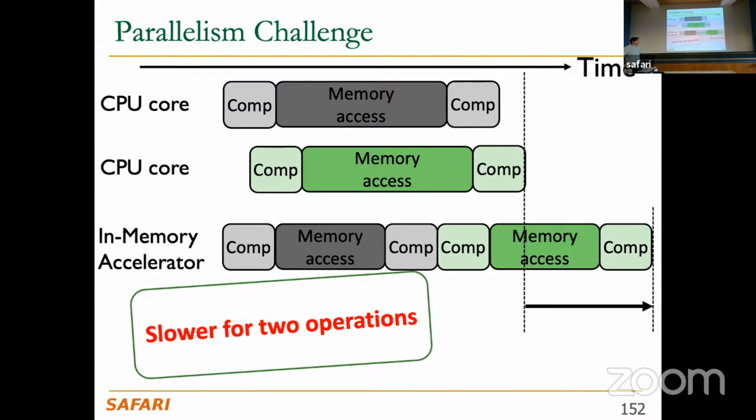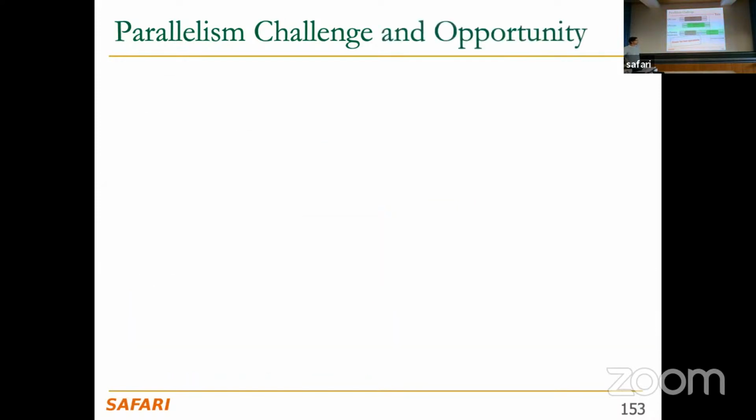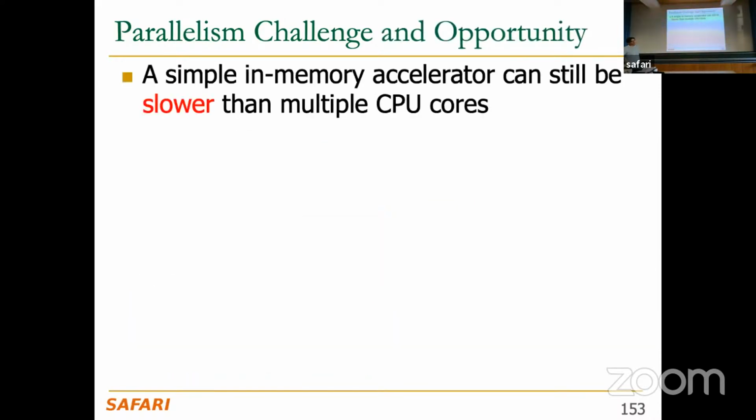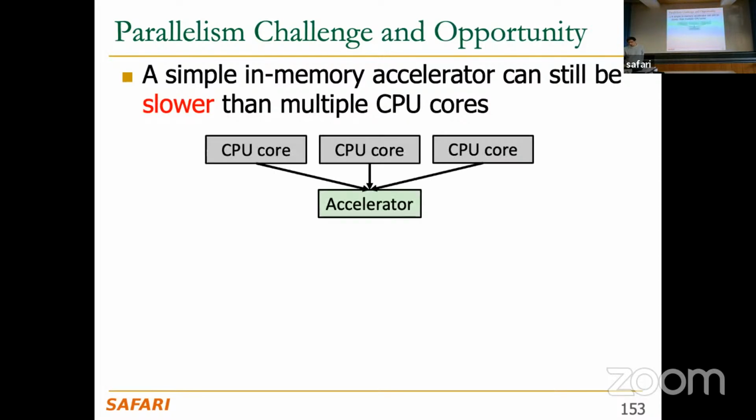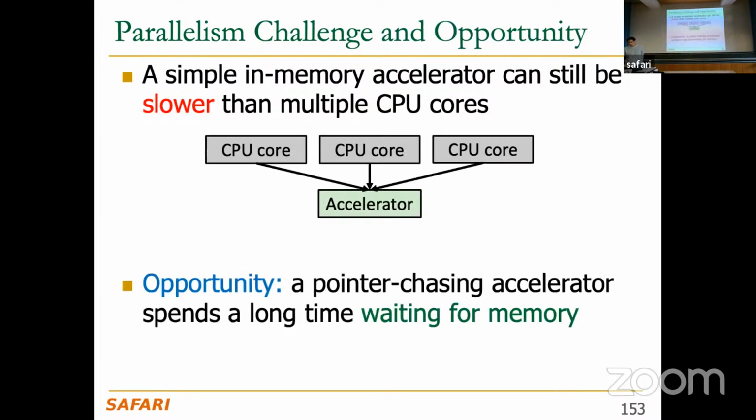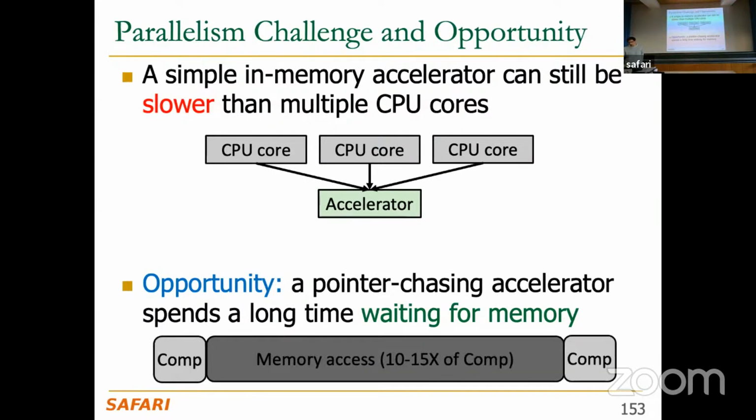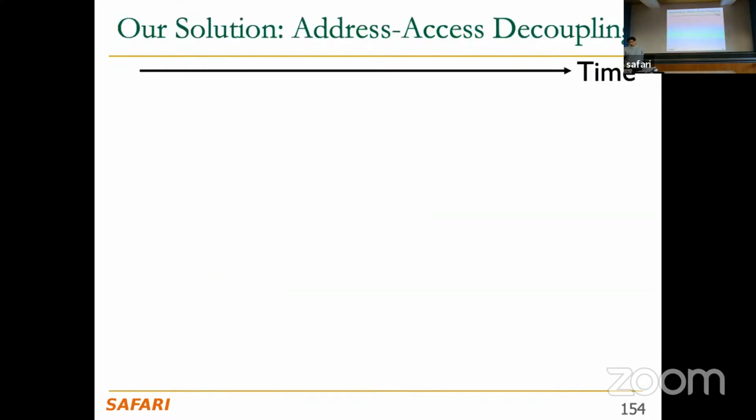So the in-memory accelerator, if you're not careful in the design, will be slower for two operations. So a simple in-memory accelerator can still be slower than multiple cores. The opportunity is a pointer chasing accelerator that doesn't spend long time waiting for memory.